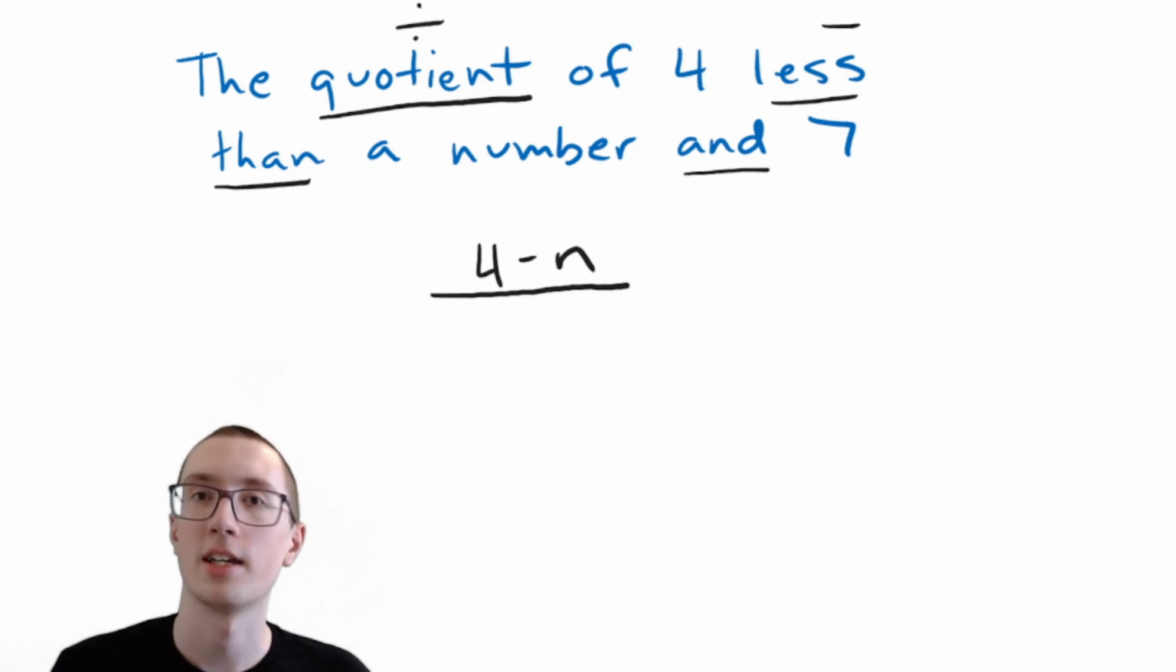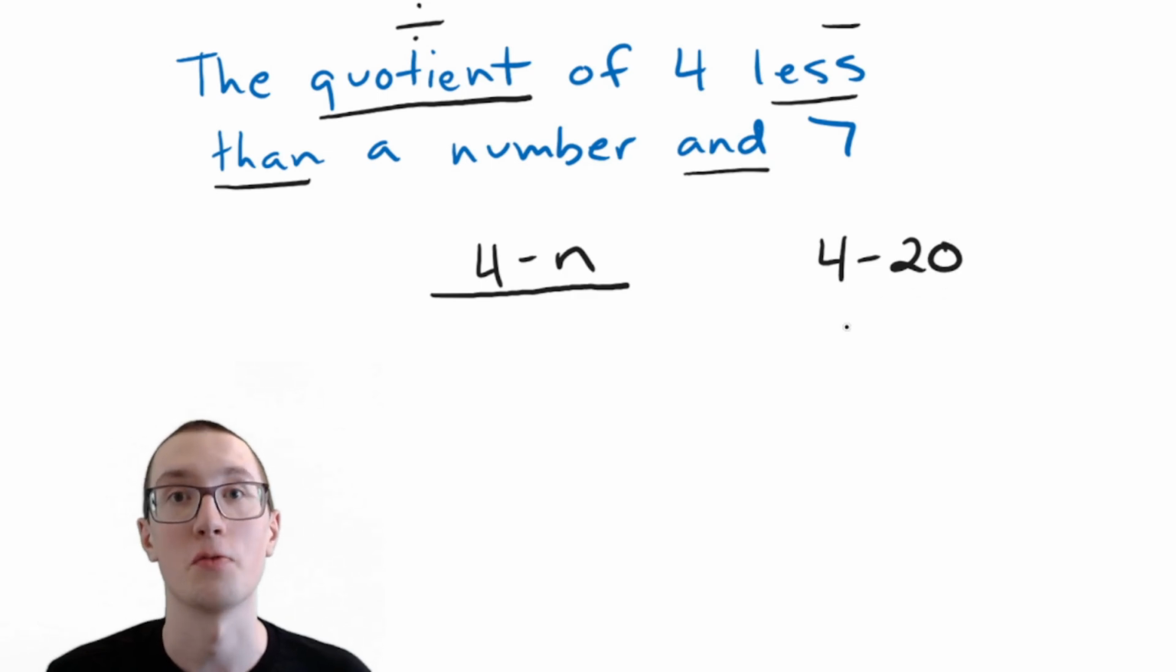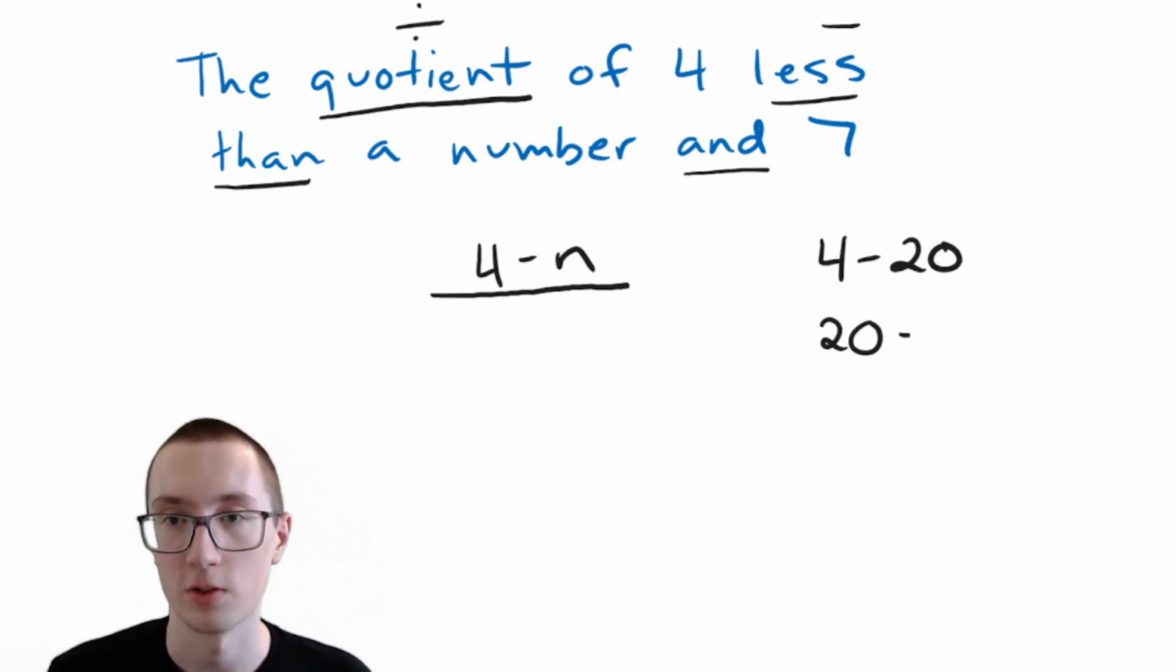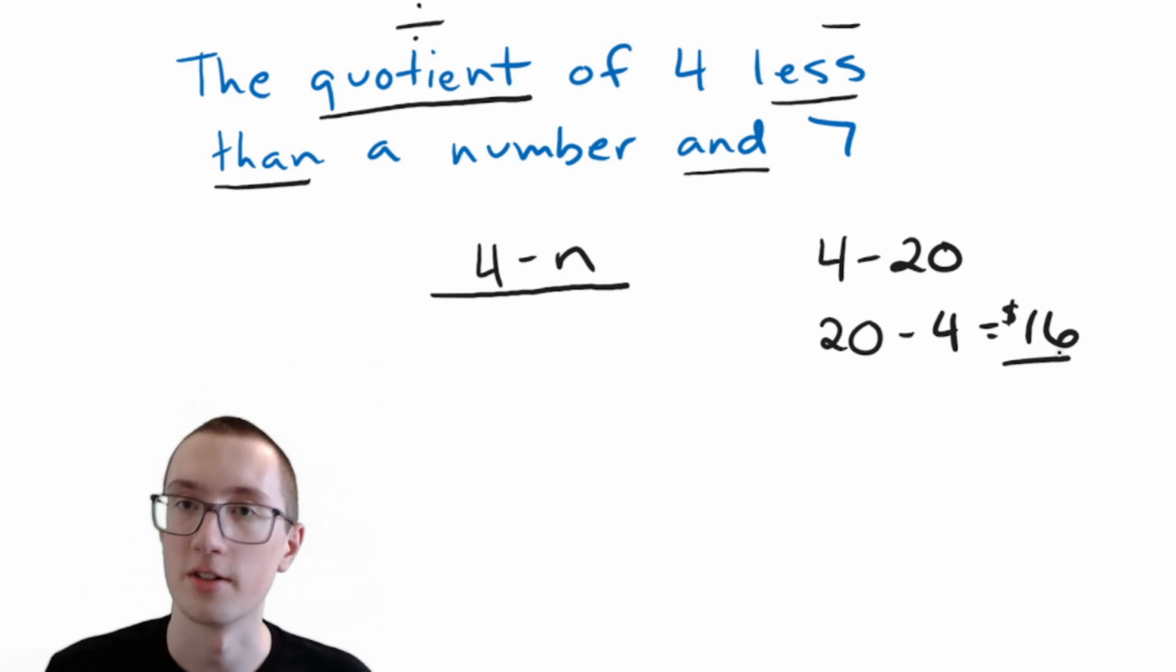For example, let's say that your friend has $20, and you want to say that you have 4 less dollars than him. Find out how much money you have. You wouldn't say, all right, well, let's do 4 minus 20. You actually flip it around. You would say 20 minus 4, which is 16. And you would say, I have $16.